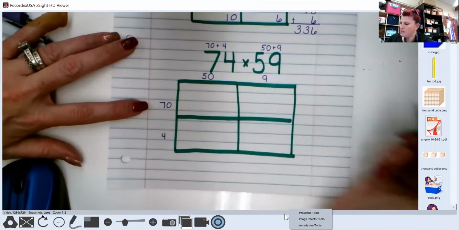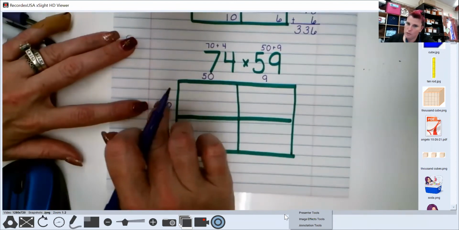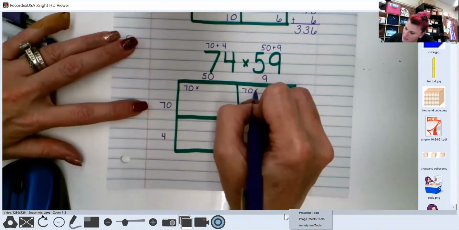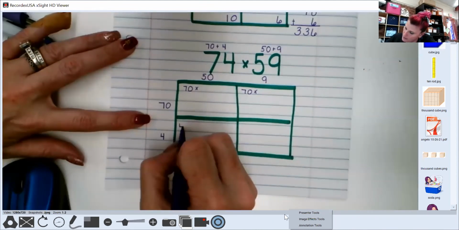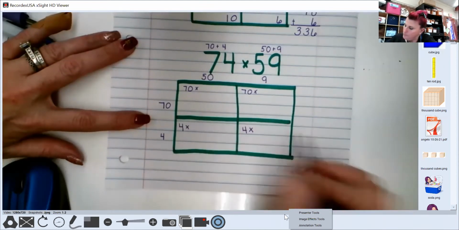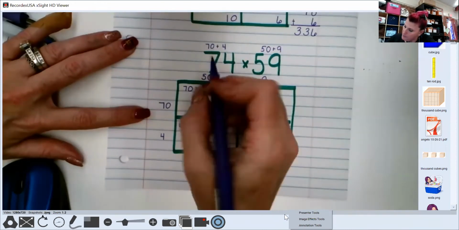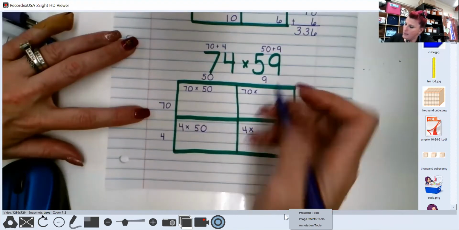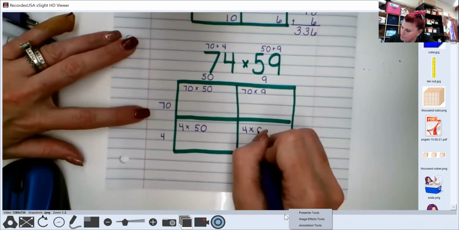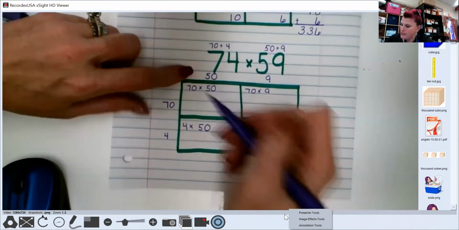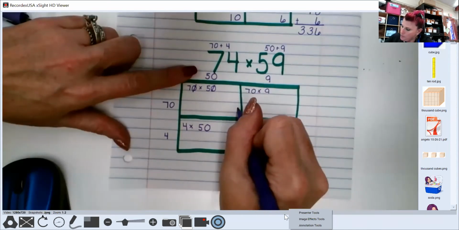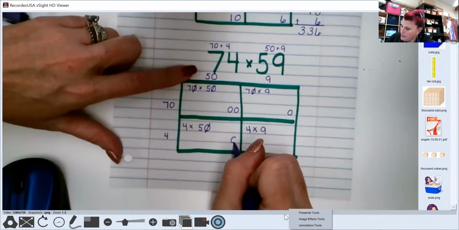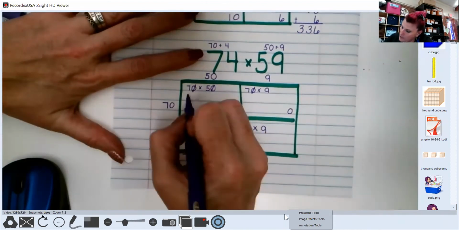50 and 9. Now my next step is to do my multipliers going across: 70 times, then across here, 4 times, 4 times. Now I'm going to go down this way, 50 and 50, down this way, 9 and 9. Next, I'm going to account for all my zeros. 1, 2, 1, 2, 1, 1, 1, 1, none. And now I can work on my multiplication.